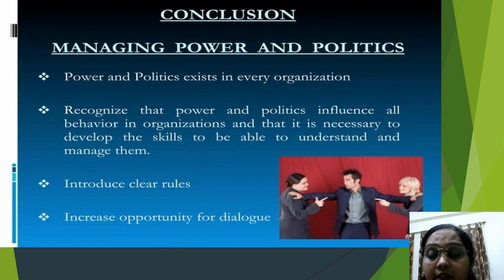And the next thing is to increase opportunity for dialogue. Every time there must be a space, a room, an opportunity to interact on each and every issue that disturbs this healthy relation between power and politics. Everyone in the organization must have an opportunity to say his or her point of view. If that is going on in the organization, then power and politics is going to be a very good, beneficial situation in the organization.